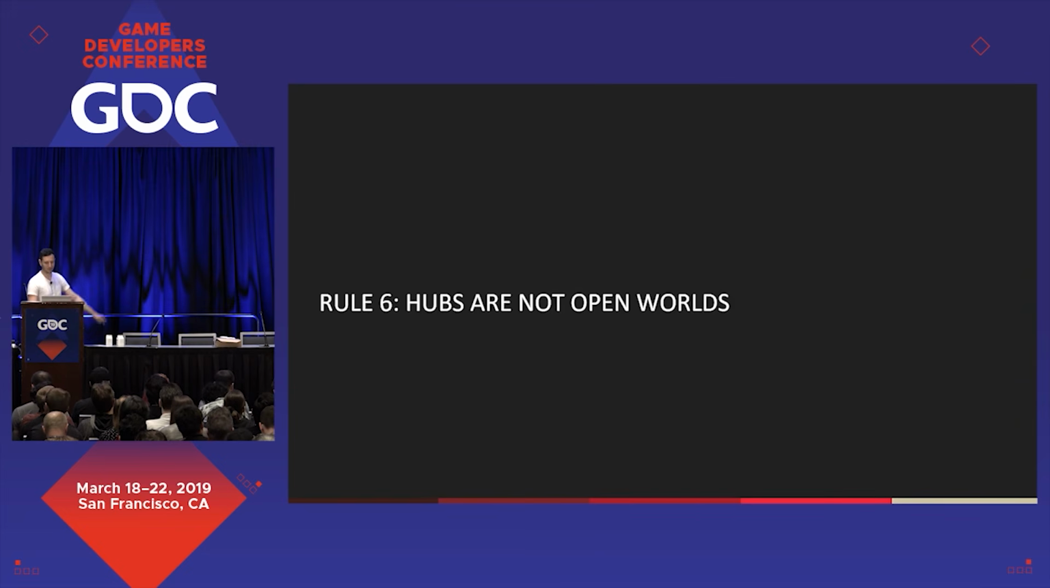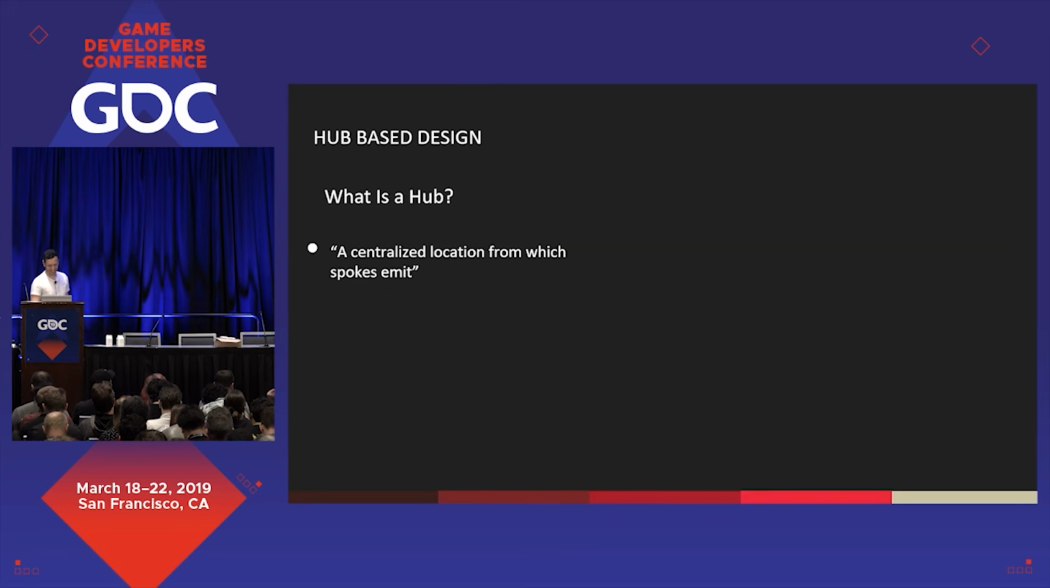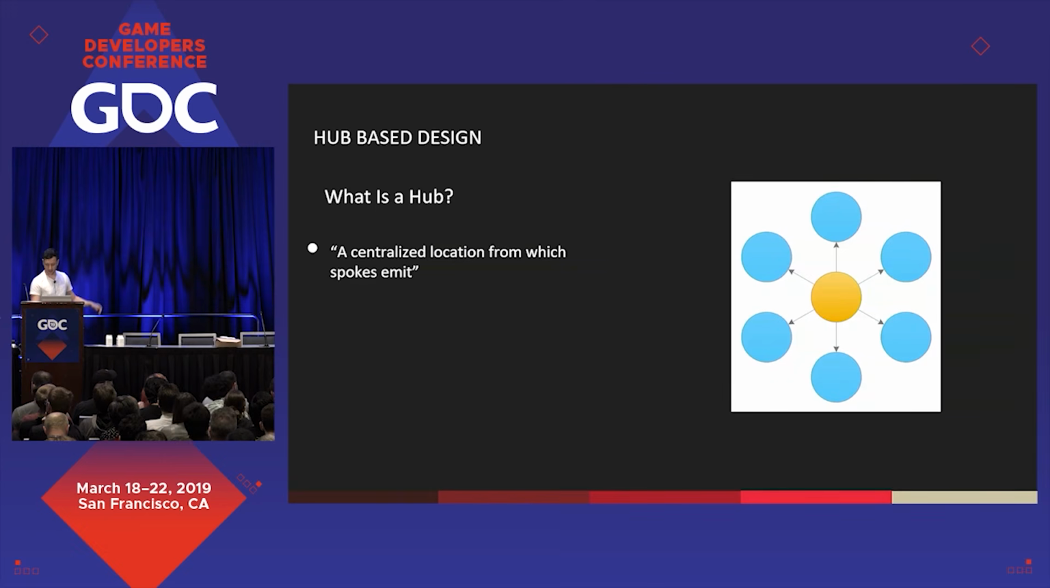Hubs are not open worlds. Let's start with a quick definition of what a hub actually is then. A hub is a centralized location from which spokes emit. While an open world may offer a sprawling simulation or something like that, a hub is actually a very specific layout, and one that proved very effective for us. Here's a quick image of a hub. It's a pretty basic one.